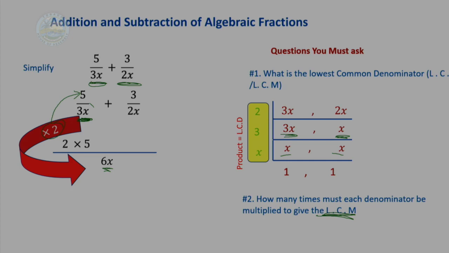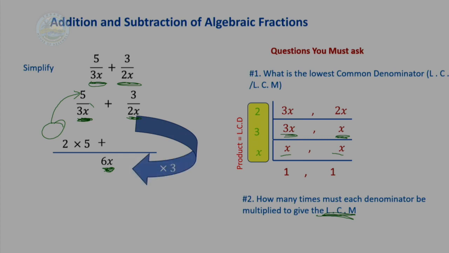And then I ask myself, what is my next denominator? My next denominator is 2x. 2x multiplied by what is going to give me my common denominator? That is going to be 3. So 2x by 3 is going to give me 6x. I then take this 3 and multiply it by my numerator. So it's going to become 3 times 3.